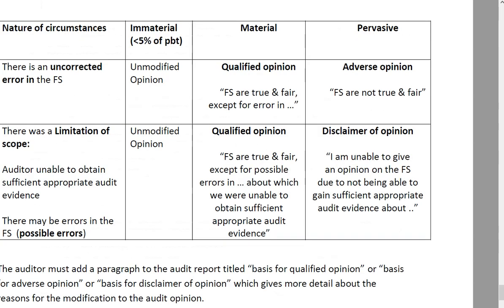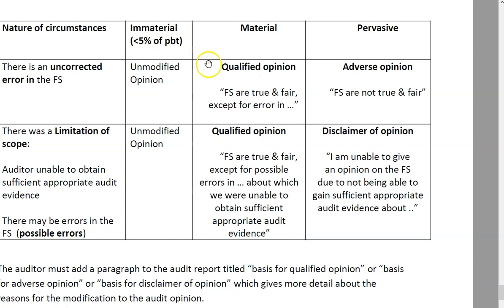So you need to know this table, and these are the types of modified audit opinions. All of these 4 opinions here are modified. There are 2 types of circumstances. First, there is an uncorrected error, where the auditor knows there's a mistake being made, where the accounts are not in accordance with the Companies Act or accounting standards.